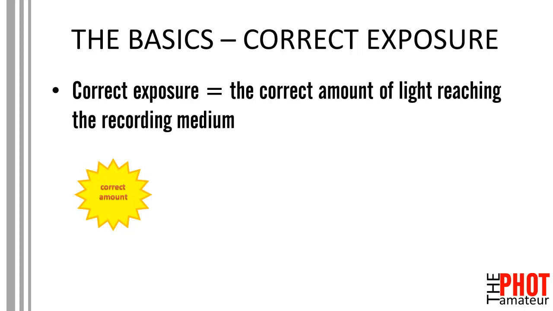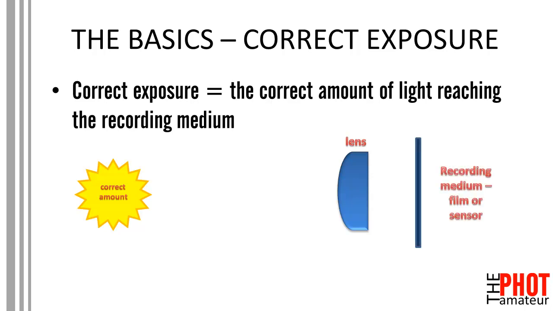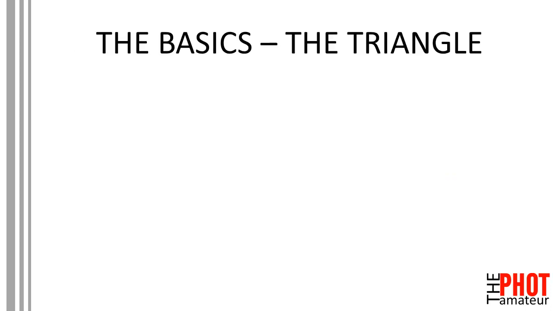But let's have a look at that. So here we have a light source, cunningly labelled the correct amount, and here we have a crudely drawn lens, and here we have an even more crudely drawn recording medium, and that's your film or the sensor. It's just getting the correct amount of that light through the lens onto the recording medium, and you will have a correct exposure. So what are those variables that I spoke of?